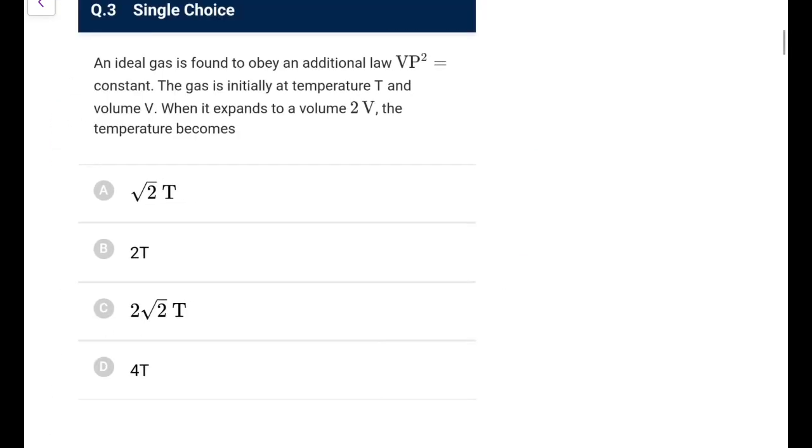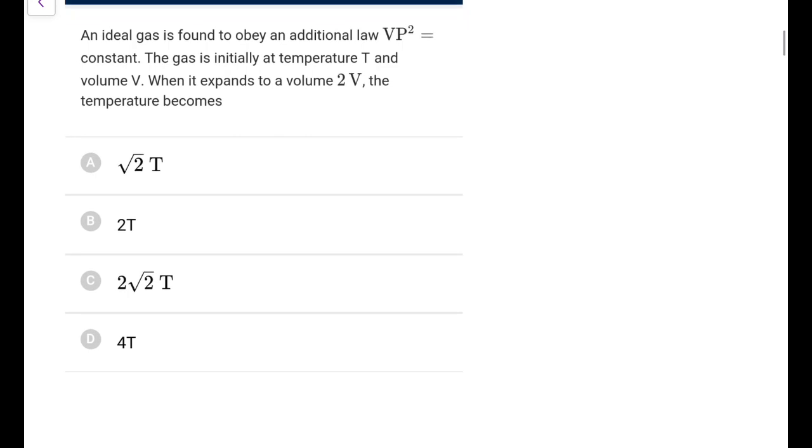Next one. An ideal gas is found to obey an additional law of V into P square equal to constant. You know an ideal gas is there, so PV equal to nRT has to be followed for sure. The gas is initially at temperature T and volume V. When it expands to volume 2V, the temperature will become what? Here we have to take a relation between V and T. What we are given is P square V is equal to constant. We need a relation between V and T, so better write P as nRT by V.